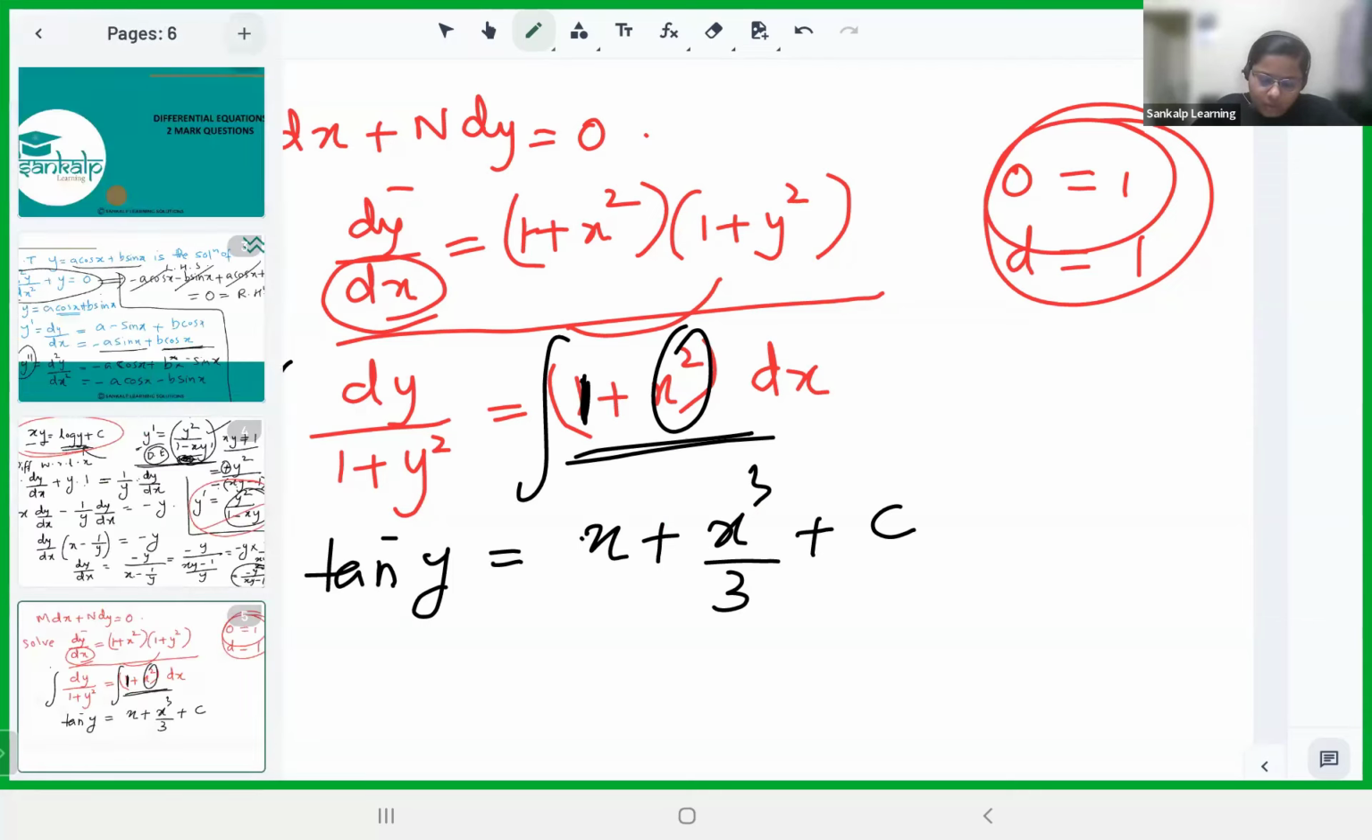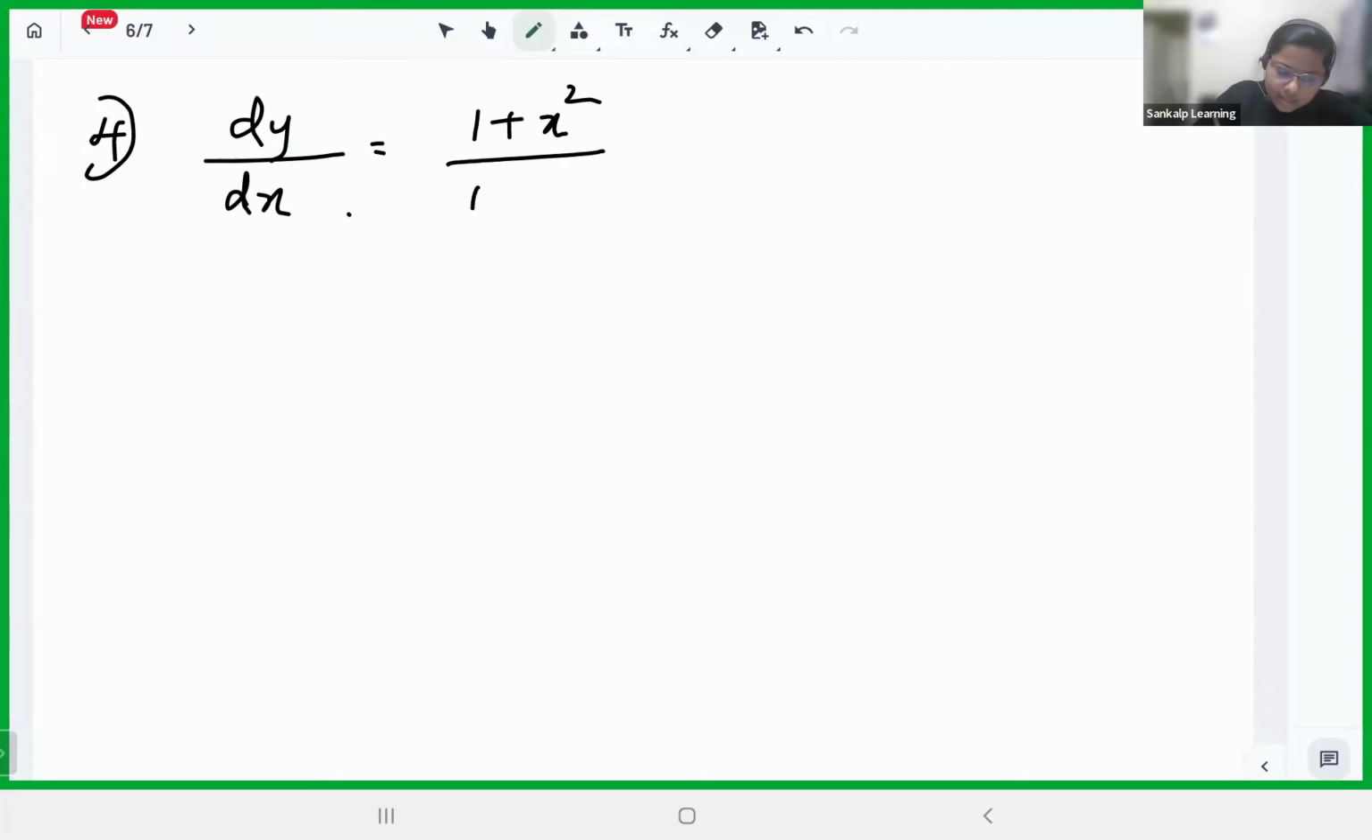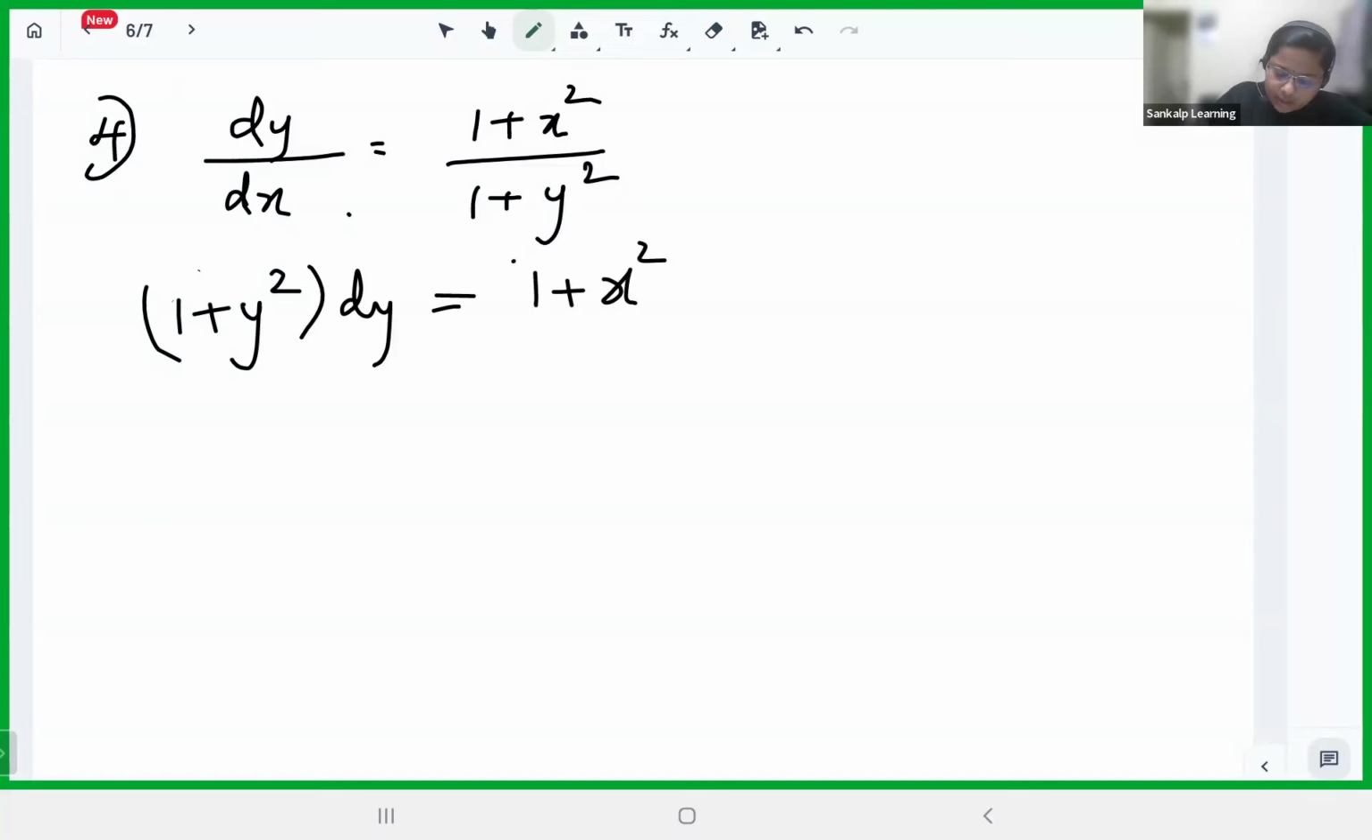Now, we are moving on to the next question, from the session on variable separable form. All right, so I think this is our fourth question. This is dy by dx is equal to 1 plus x square by 1 plus y square. So how will you do it? You have to group x terms together and y terms together, right? So this is 1 plus y square into dy, right? This is equal to 1 plus x square into dx.